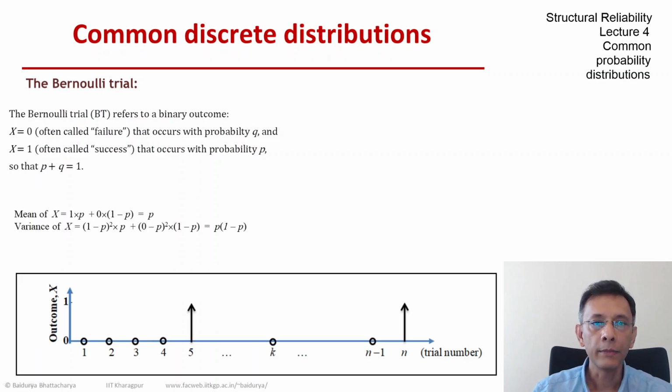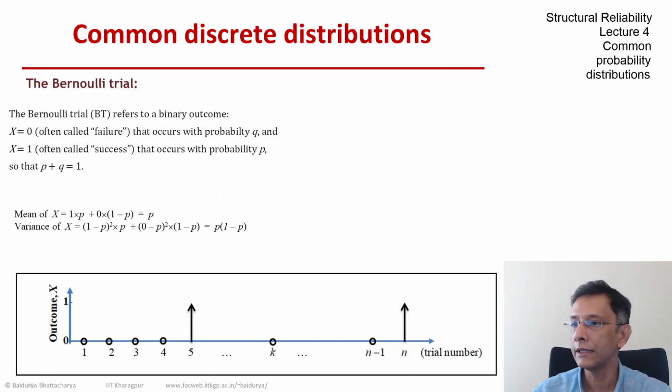Now, I mentioned that what is most important is a sequence of such Bernoulli trials when they are independent and identically distributed. So what do we mean by that? Independent means that the different trials, if you look at them in sequence, are mutually independent, and identically distributed means that the success probability P remains constant from trial to trial.